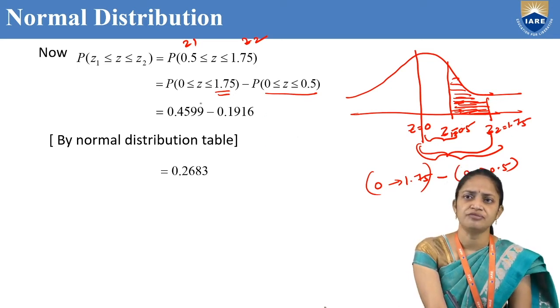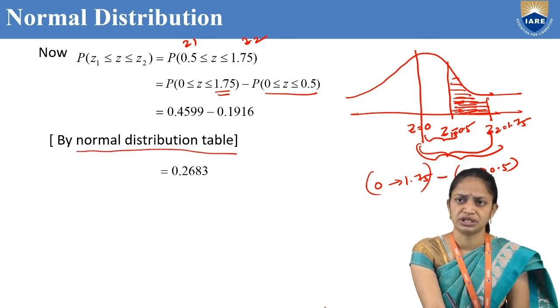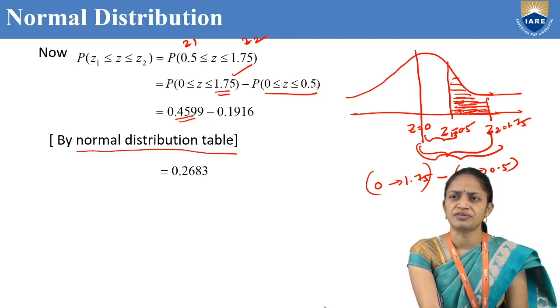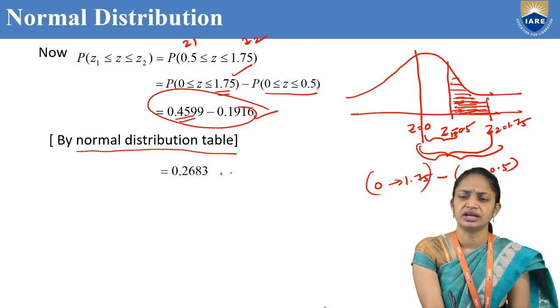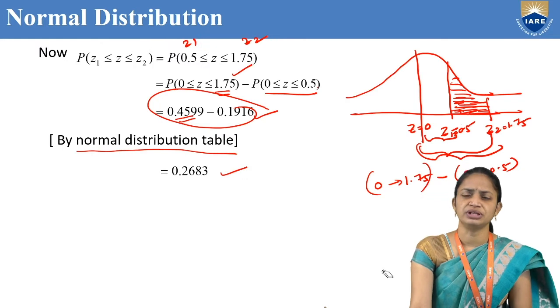Okay. So we have to take these values from the normal distribution table. So in 1.7 we need to take 5. In the normal distribution table we have to take like this. So in 1.5 we need to take 5, then we will get 0.4599. Okay. So in 0.5 we need to take 0, then we will get 0.1916. Okay. So after simplification we will get 0.2683.